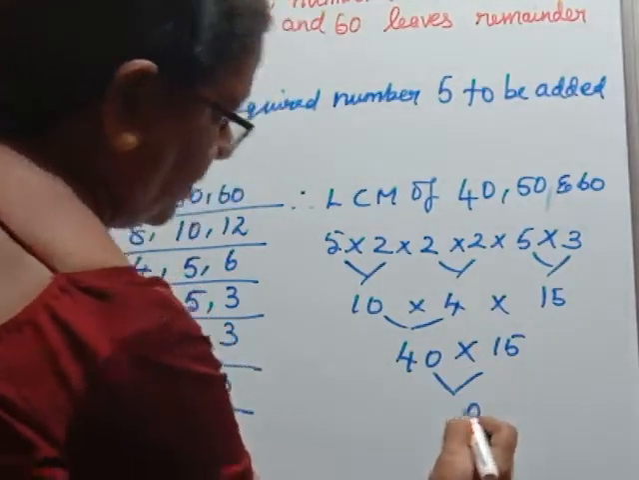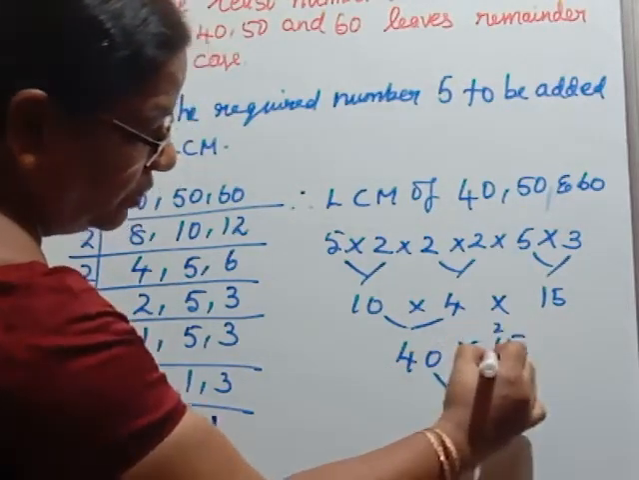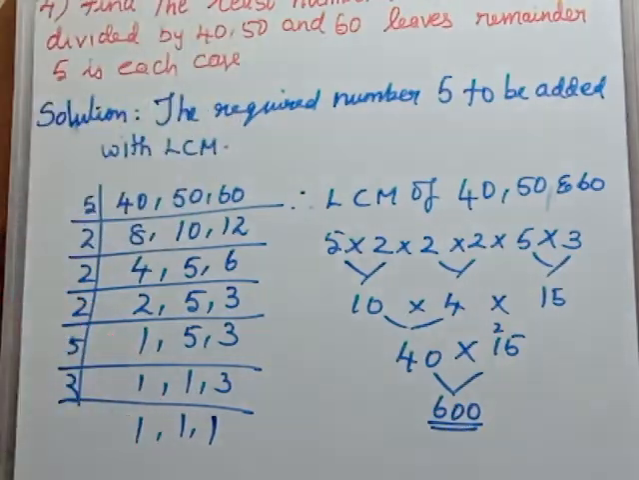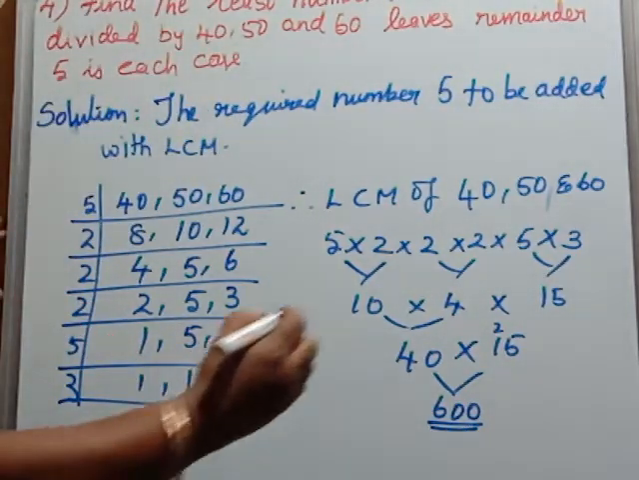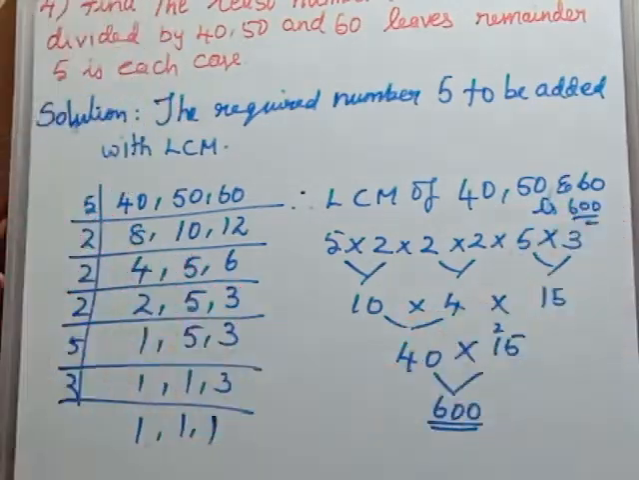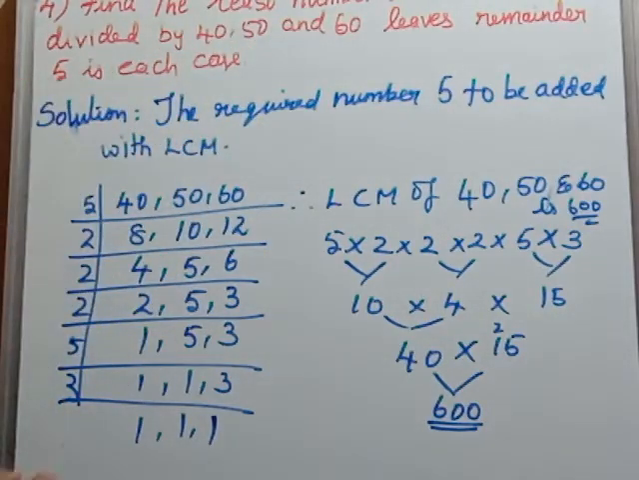Here 0 is there, we put 0. 4 5s are 20, remainder 2. 4 2s are 4, 1s are 4. 4 plus 2 is 6. So what is the LCM? LCM is 600.